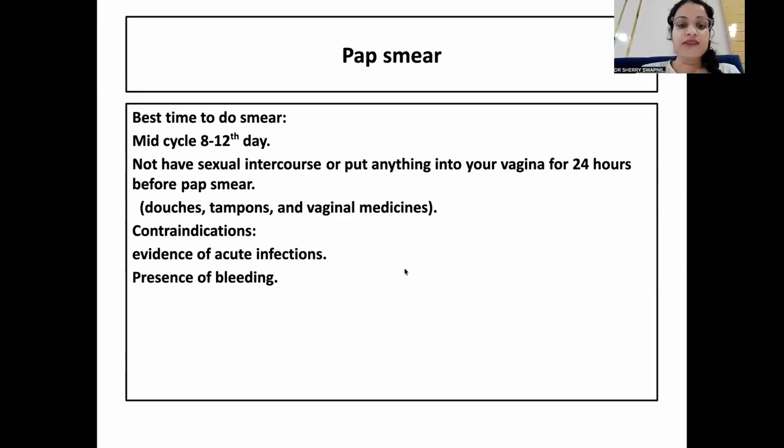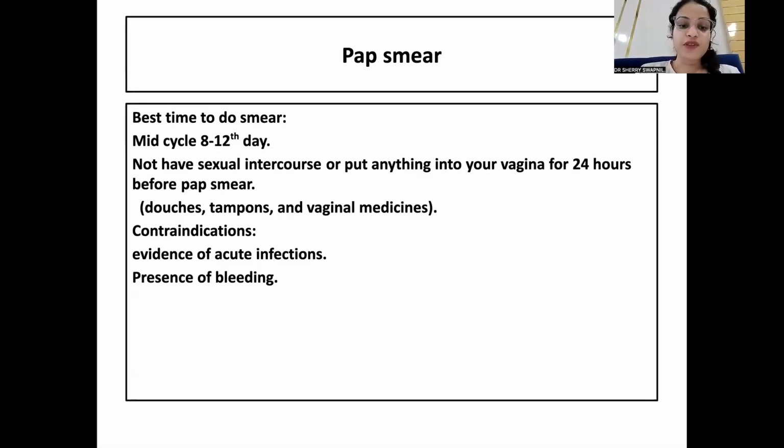Before answering that question, we should know when to take a pap smear. This is a very basic question which all of you must be using in your clinical practice. But sometimes when you receive the slides, they are obscured by mucus, or the timing at which the sample was taken is not right. So these points should be revised.